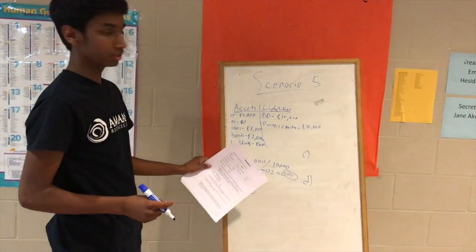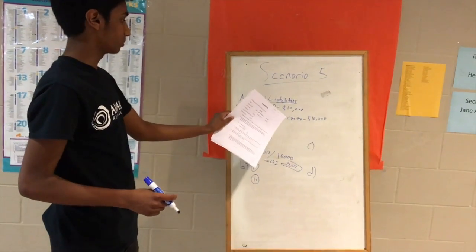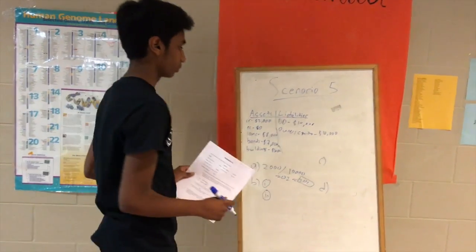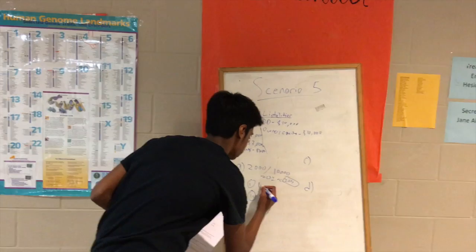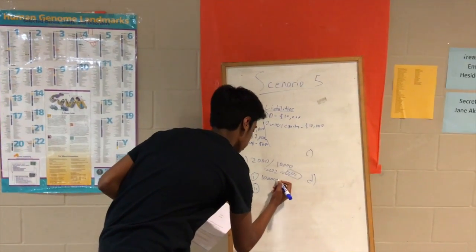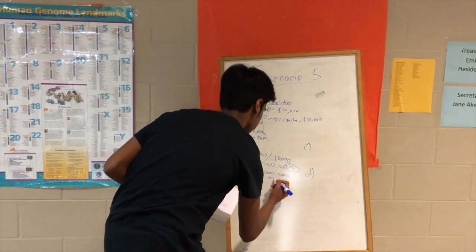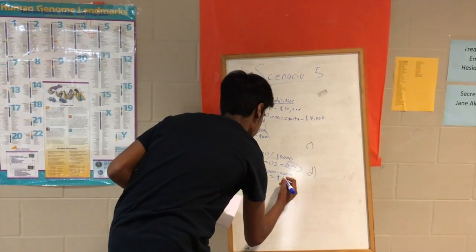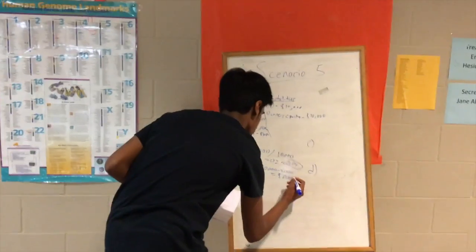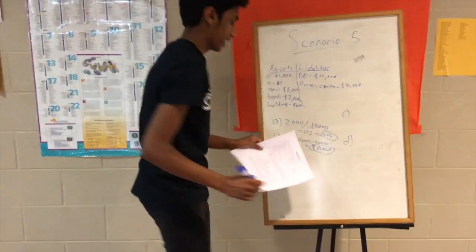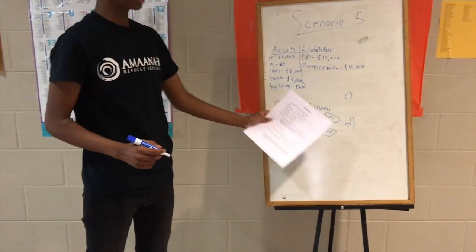Then the next problem asks to find the excess reserves. To find the excess reserves, we take the DD that is given and subtract the RR that's given. So we have your 10,000 minus your 2,000, and you get $8,000 for your excess reserves.